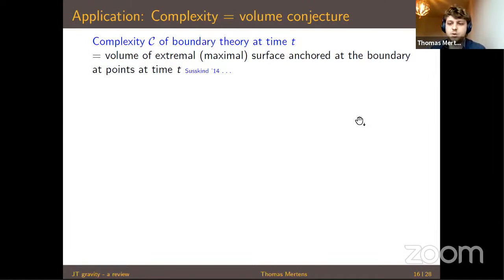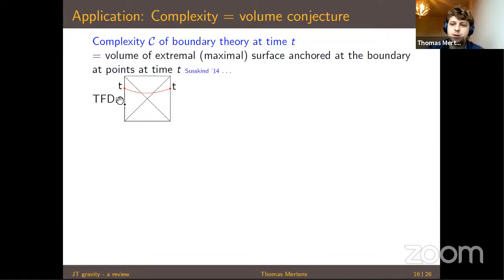Now, as an application of what you can do with this object, I want to mention that you can use it to analyze one aspect of the complexity equals volume conjecture. This was studied by Susskind and collaborators a while back. And it states that the complexity of a boundary theory at a time t can be calculated in classical gravity as the volume of an extremal surface anchored at the boundary at points at the same time t that you want to calculate the complexity for.